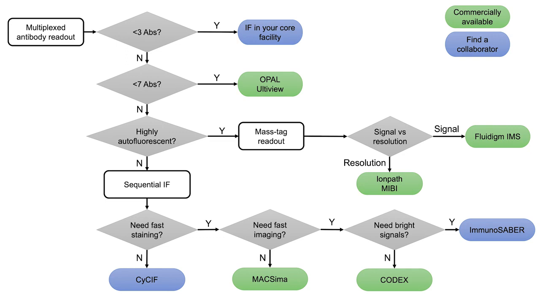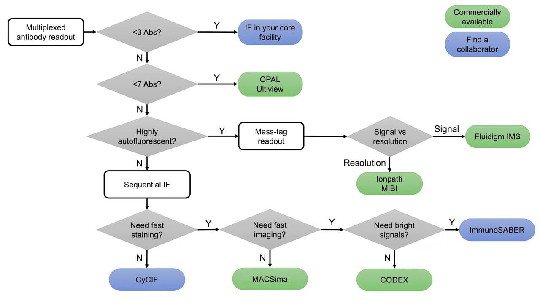If your tissue is highly autofluorescent, you probably want either an IonPath MIBI, which we have, or a Fluidigm imaging mass cytometer, which we don't have, but they're basically the same in terms of data quality. Or you want to start thinking about sequential immunofluorescence, which really starts to get at questions like, do you need fast staining? If not, you can use CySIF, which gives gorgeous signals. Do you need fast imaging? If no, you can use a commercial product called Maxima, although it's very expensive, so maybe you don't want to.